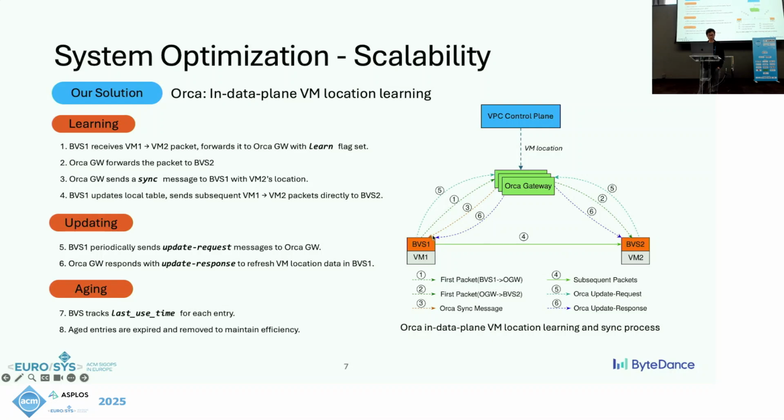So the packet will be sent to BVS1, and BVS1 will send it to the OCA gateway. The OCA gateway will do two things. One is to forward the packet to BVS2, and the other is to send back a sync message to BVS1, which contains the VM location information. So BVS1 will program that into the local cache table, and the subsequent packets will be sent from BVS1 to BVS2 directly, without the OCA gateway being involved.